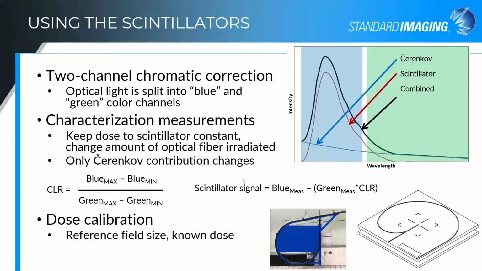And then with that, we call it Cherenkov light ratio, you can correct subsequent measurements by subtracting the value from the green signal times that Cherenkov light ratio from the blue signal to get you back your original scintillator signal.